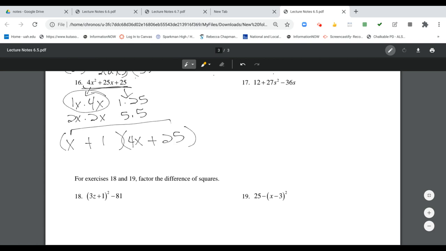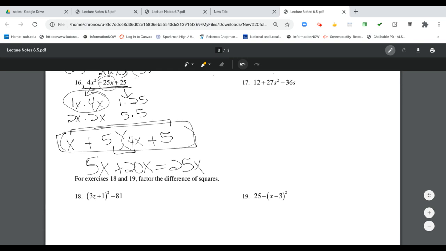Now remember, you're doing the outsides and the insides, and you want it to equal 25x. So 25x plus 4x does not equal 25x. So I'm going to take that out, and I'm going to put the 5s in, and I'm going to try again. That would not be 4x. I apologize. That would be 5x plus 20, and that does give me 25x.